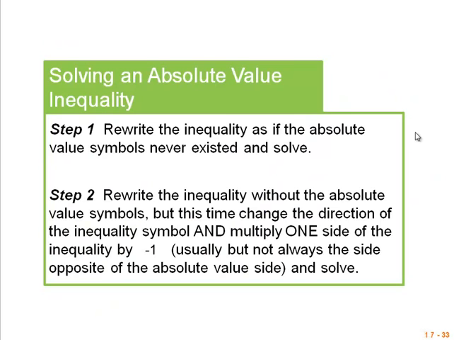All right, the last style that we have to worry about is when we have absolute values. And these are a little odd, but they're not too bad. The first step is to basically just erase the absolute value symbols and just solve it as it sits. Then you go back and start all over again, rewrite it just the way it was, get rid of the absolute value symbols, but then change the direction of the inequality and multiply one side by -1. It's usually easier to multiply the thing that wasn't in the absolute value to begin with. And let's do an example, you'll see what I mean.